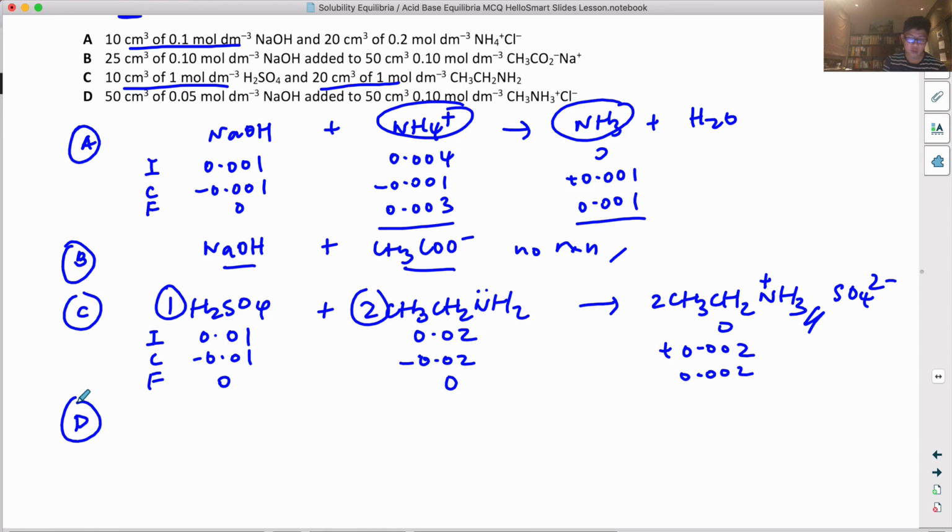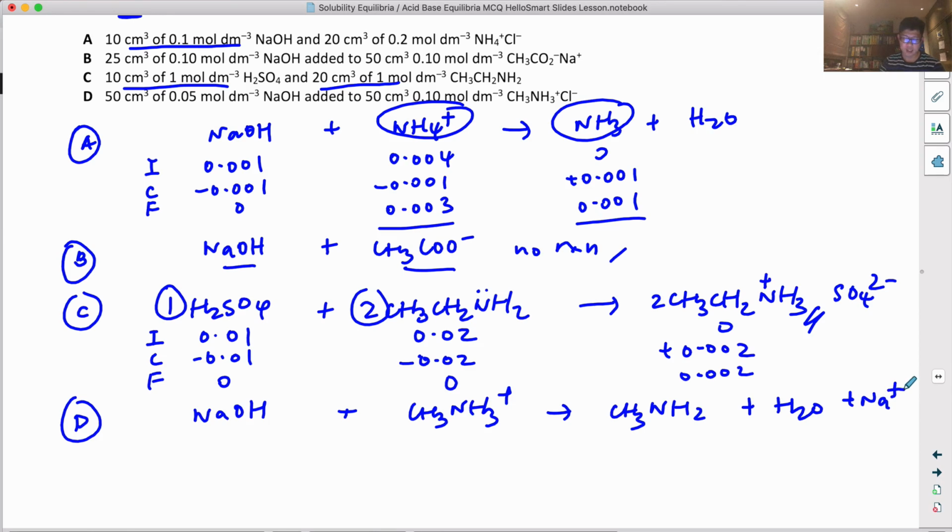Okay, let's look at the last one, option D, sodium hydroxide reacting with this weak acid. You get CH3NH2 plus water, plus Na plus, but the Na plus is really a spectator ion. Otherwise, if you want to keep it simple, you can just use OH minus as the strong base and take away the Na plus. We can also do it that way.